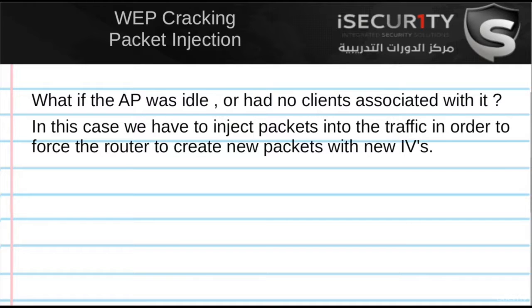So what we can do is inject packets into the traffic. When we inject packets into the traffic, we can force the AP to create new packets with new IVs in them. We capture that IV and we do that again. That's the basic idea of what we're going to do.